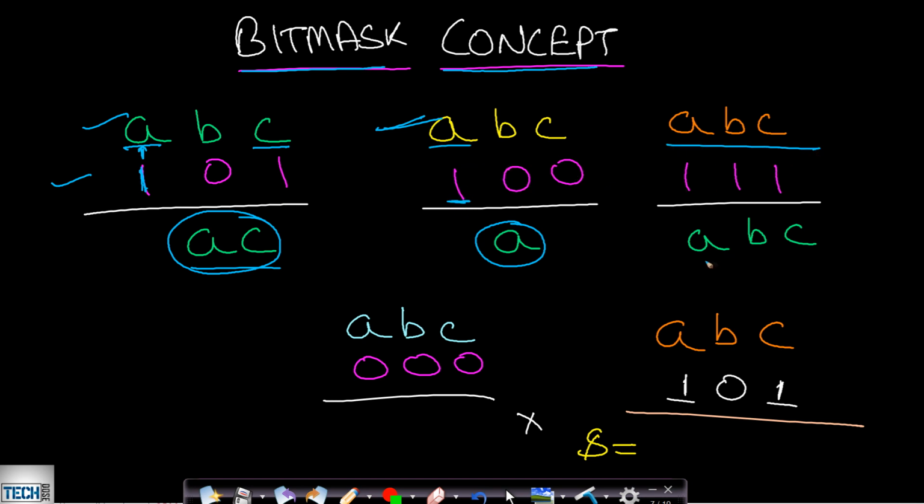For this ABC, we will have all these values because all the corresponding values are 1. For this one, we will not have anything because all these values are 0. So bit masking will give nothing.